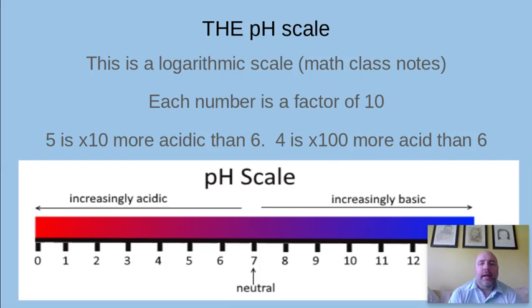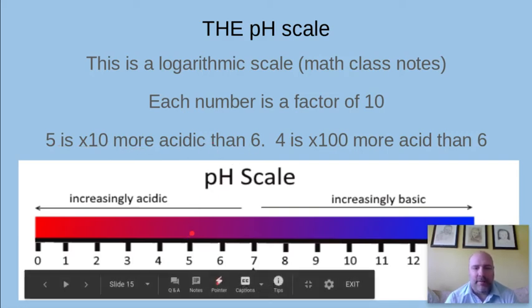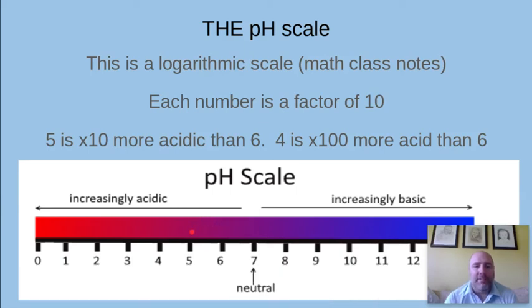Okay, again, this is a logarithmic scale, so each number is a factor of 10. That means multiply by 10. So 5 is definitely more acidic than 6, right? pH of 5 to pH of 6. But it's one number, so 5 is 10 times more acidic. Okay.